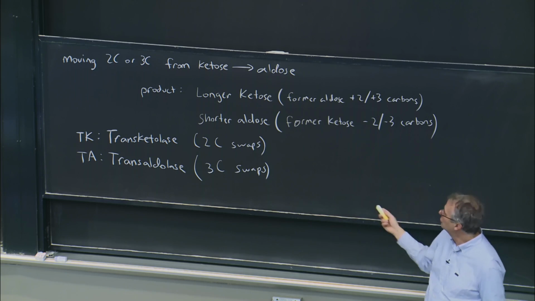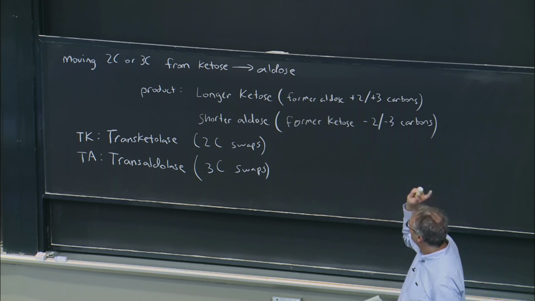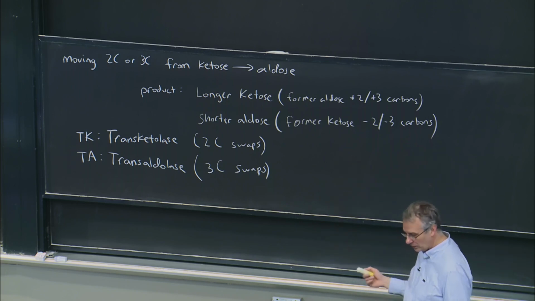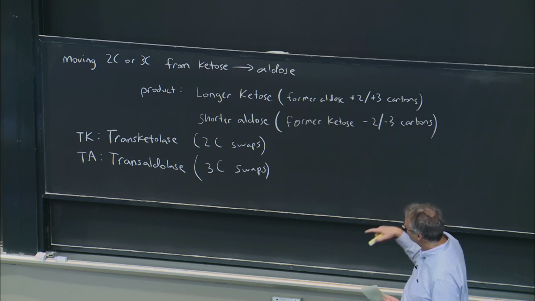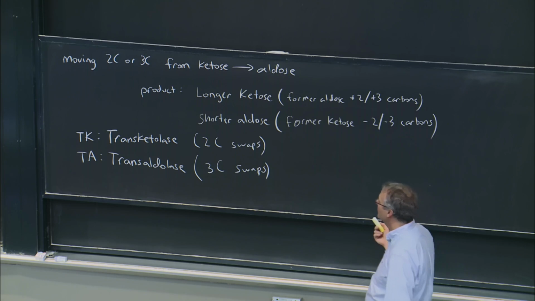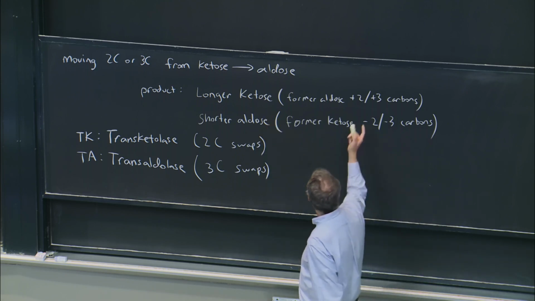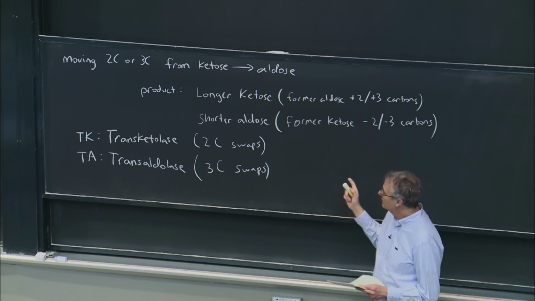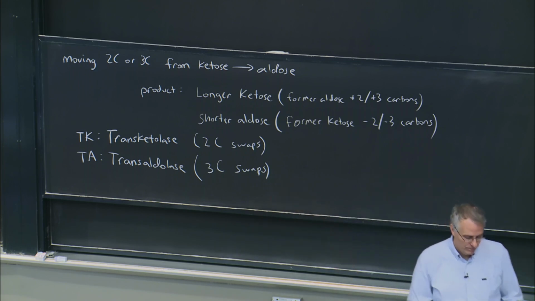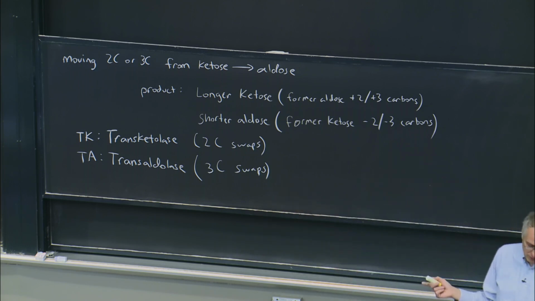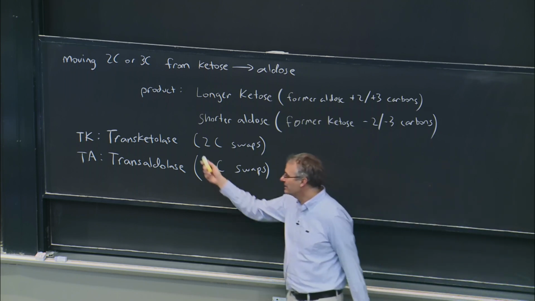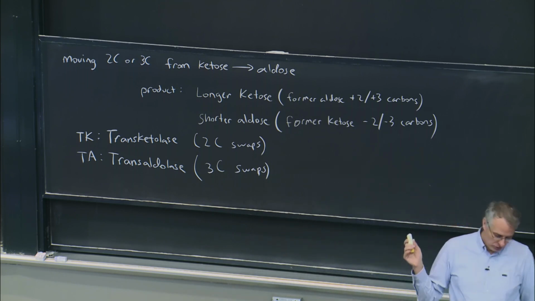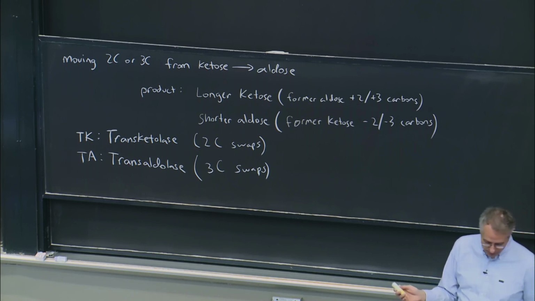Transketolase moves the 2 carbons from the ketose to the aldose, giving you a longer ketose and a shorter aldose. And transaldolase also catalyzes, in this case, a 3 carbon swap, giving you a longer ketose and a shorter aldose, following the exact same rules. Now, these enzymes is why it works this way. And I want to point out that the enzyme names are absolutely not helpful for remembering what they do. Both enzymes use a ketose donor and an aldose acceptor.